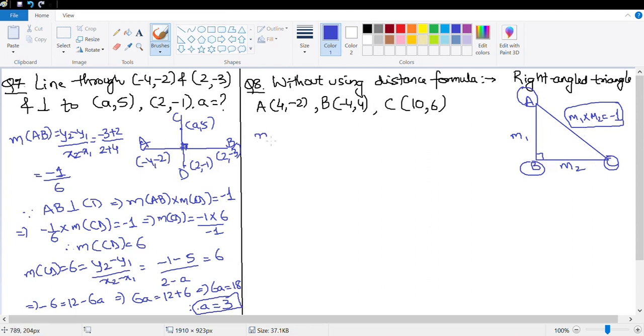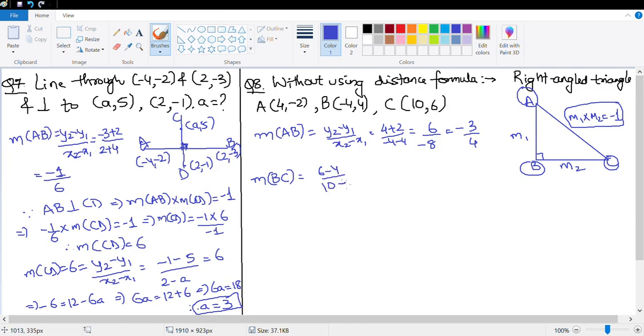Let's first find the slope of AB. Let's first write the formula. It will be y2 minus y1 upon x2 minus x1, which is 4 plus 2 upon -4 minus 4, which means this is equal to 6 upon -8, which means -3 upon 4. So that's the slope of AB. Let's calculate the slope of BC. Slope of BC is y2 minus y1 upon x2 minus x1, that's 6 minus 4 upon 10 minus -4, which means 2 upon 14, which is equal to 1 upon 7. I have done a mental calculation.